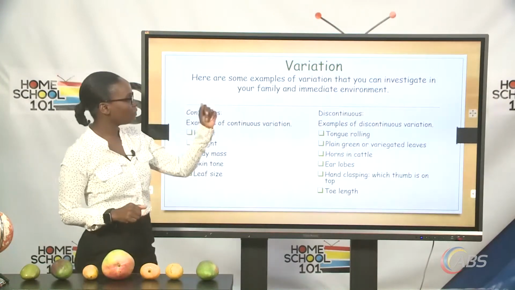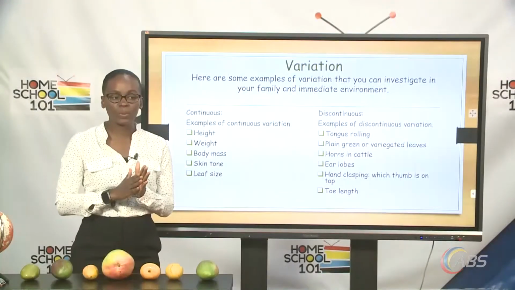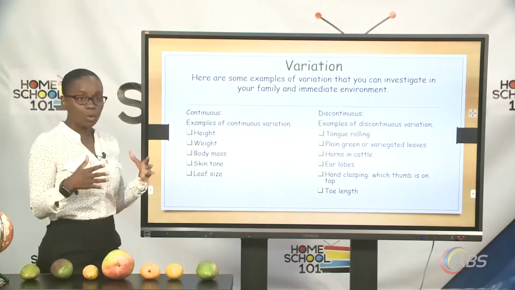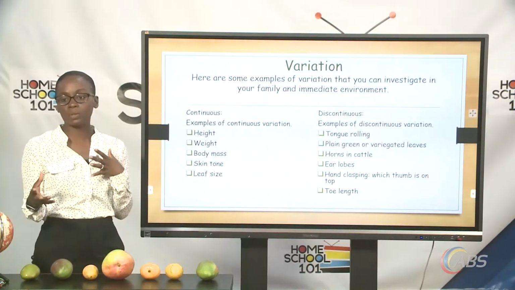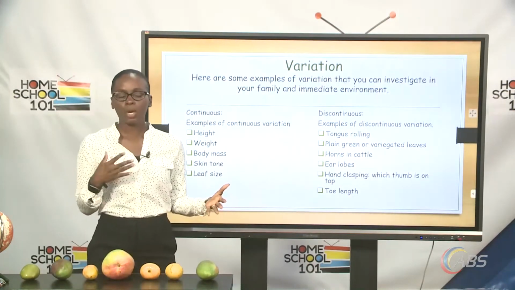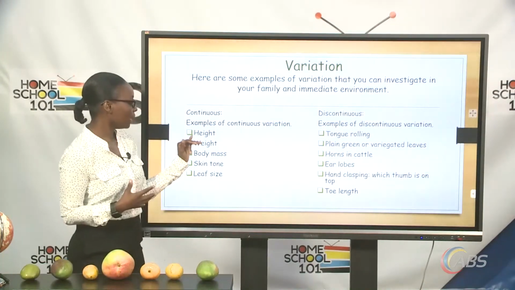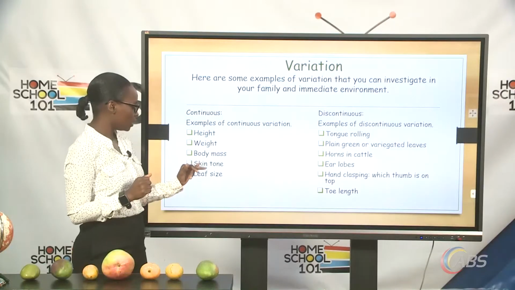Here are some examples of variation that you can investigate in your family and your immediate environment. So remember, we are living in a very serious time, and so we can't venture out too far from home if it's not necessary. So go out in your backyard. I'm sure you have trees. Look at the leaves. Look at the size of the leaves. Look at the shape of the leaves. Look at the height of the individuals that you see on the road. You don't have to have the exact. Look at the skin tone.